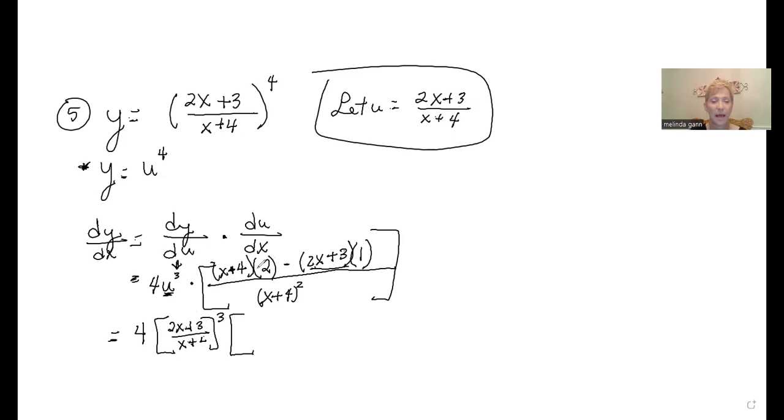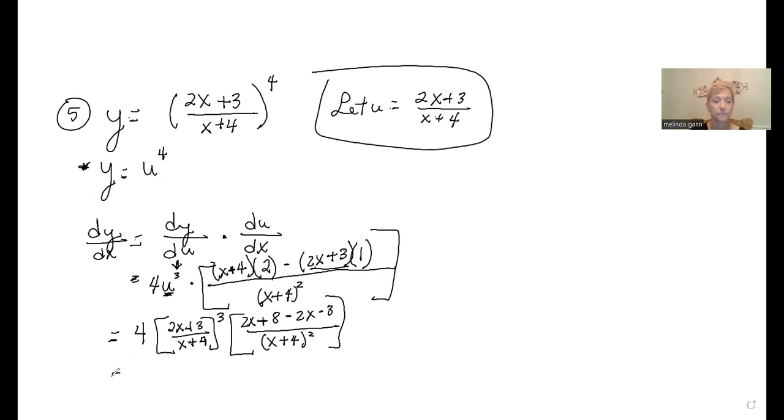Now I'm probably going to multiply this top out. So 2 times x is 2x, plus 4 times 2 is 8. And then minus 2x, and then minus my 3. Because 2x plus 3 times 1 is just 2x plus 3. All over x plus 4 squared. Okay.